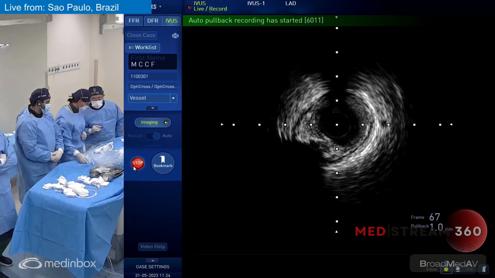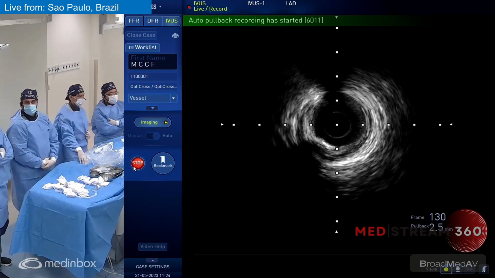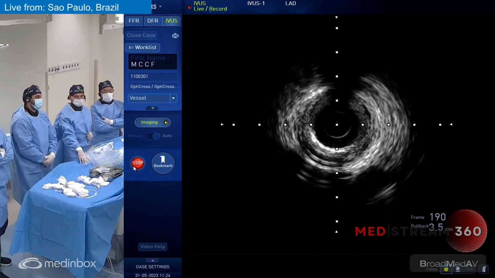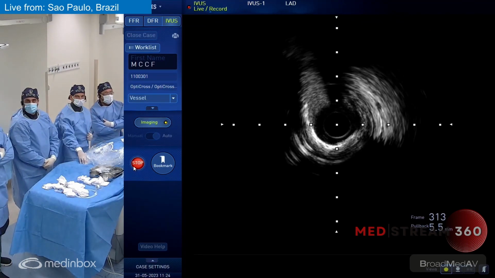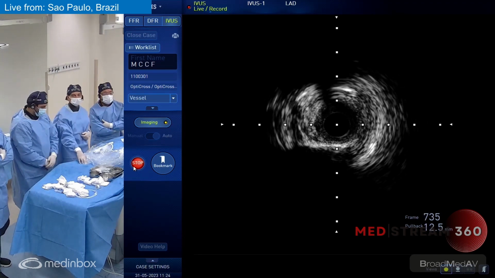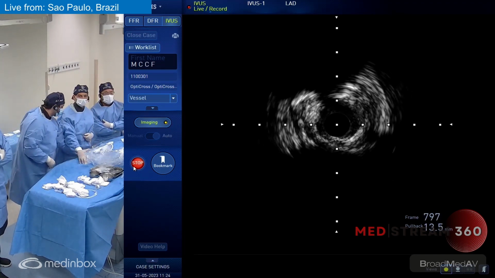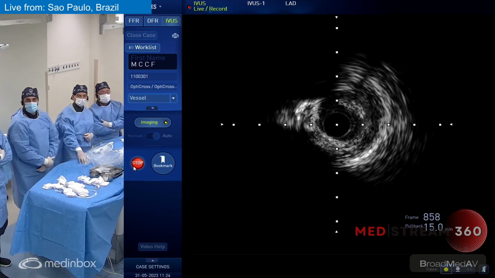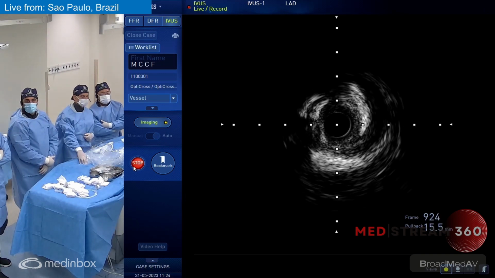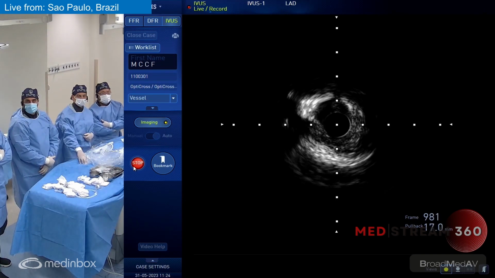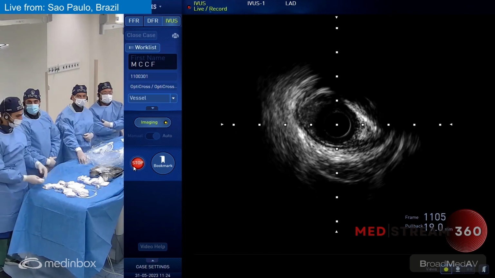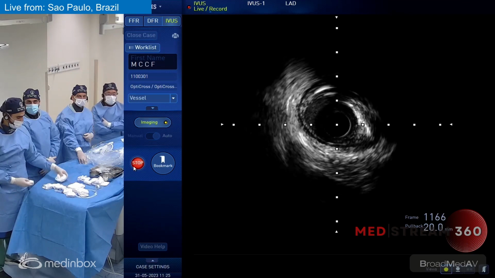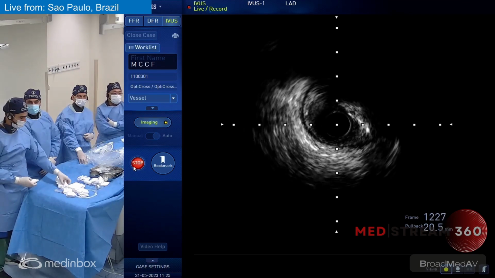Okay, now we are here in the mid portion of the LAD. It's a vessel about 3.0, 3.25. You already see diffuse disease here. Wow, a lot of calcium here, almost 270 degrees of calcium in this particular portion. Here about 270 again. I see superficial calcium, and some deep calcium as well, more superficial.